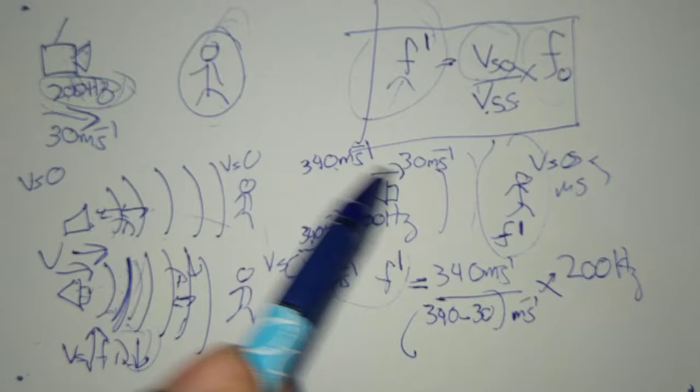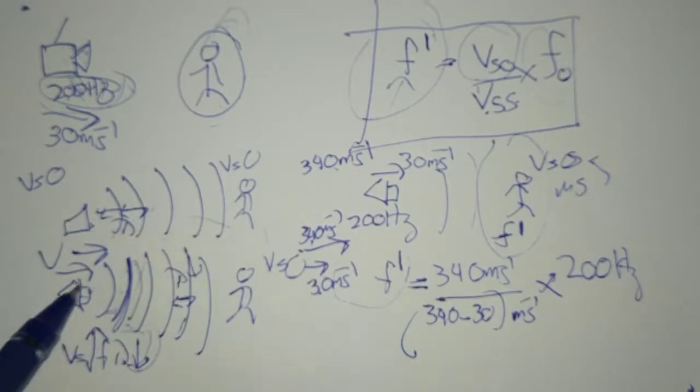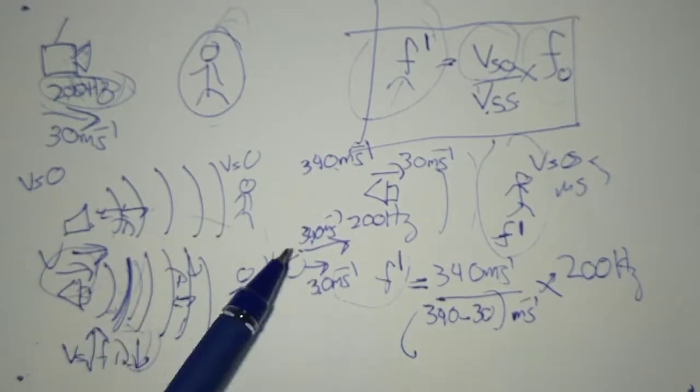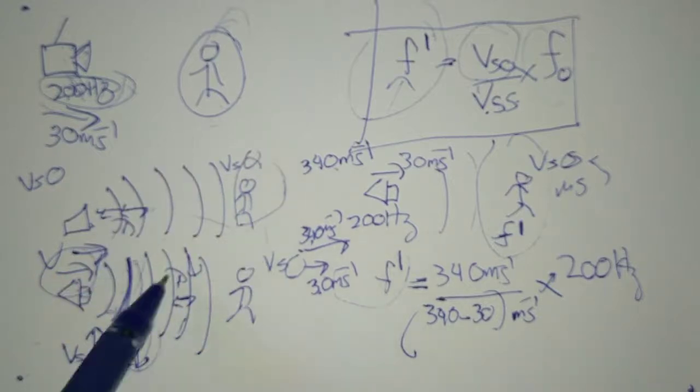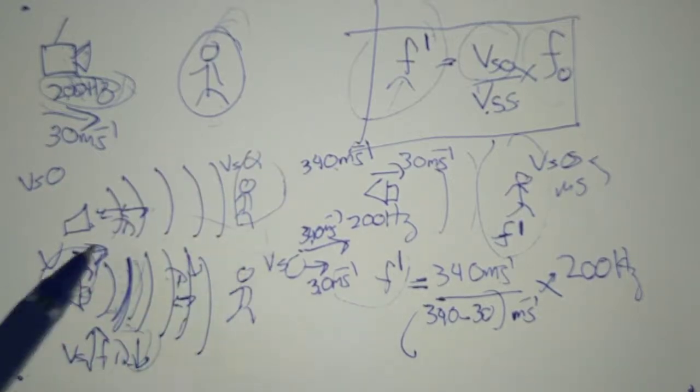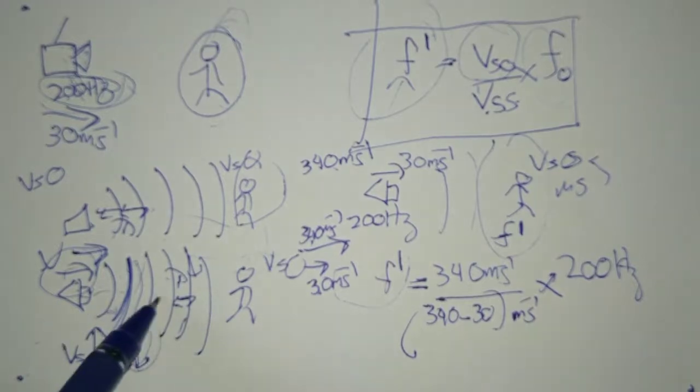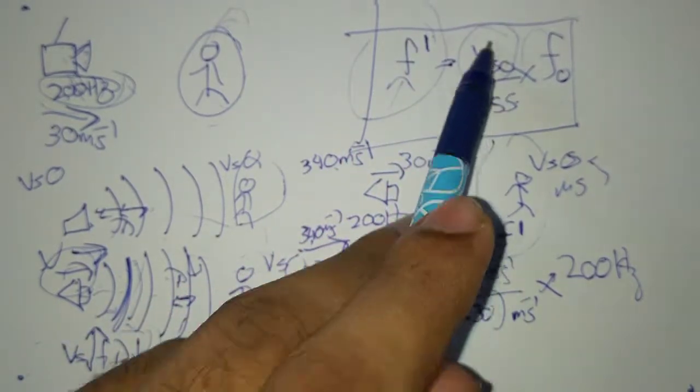Similarly, you can work out the other instances also, when the source is moving away from the observer, or when both the observer and the source are moving towards each other or away from each other, by finding the respective relative velocities.